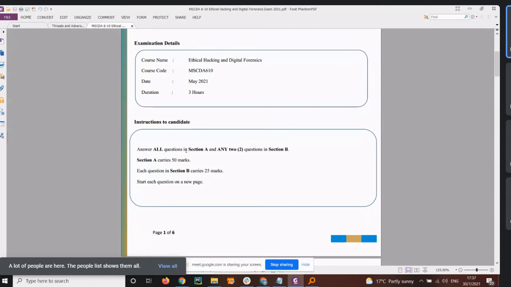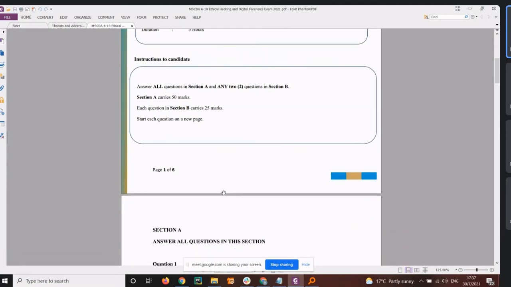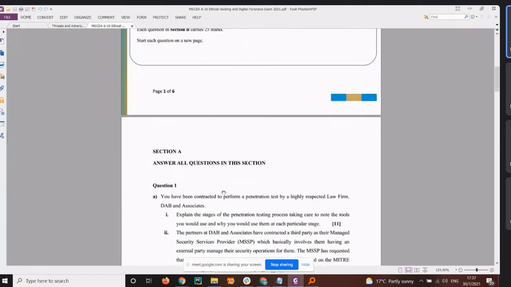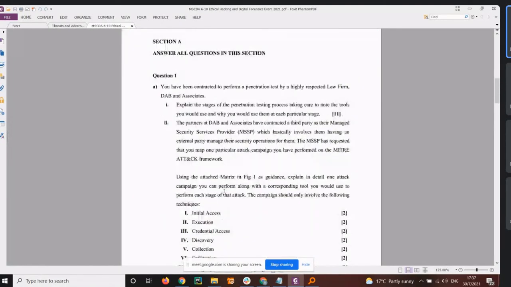Mandatory questions. And then section B, where you can pick any two out of, it should be three questions. Section A carries 50 marks, and each question in section B carries 25 marks, which means section B in total carries 50 marks, and the total for the examination is 100 marks. And obviously, you have to start each question on a new page. So with regards to section A, it will most likely be a case study question.